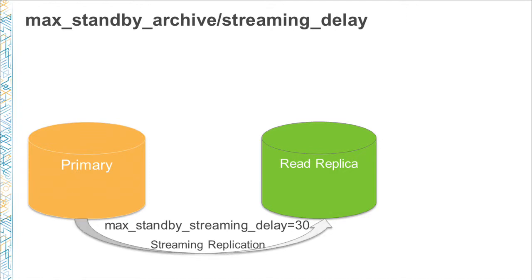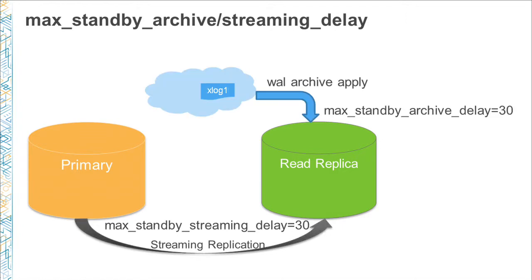Remember how I said that we will switch from streaming to WAL apply? Well, you need to have both of these parameters set if you're going to be running on RDS, because if we switch to the other one, we will end up applying them and breaking your query. So you want to have both of these set.